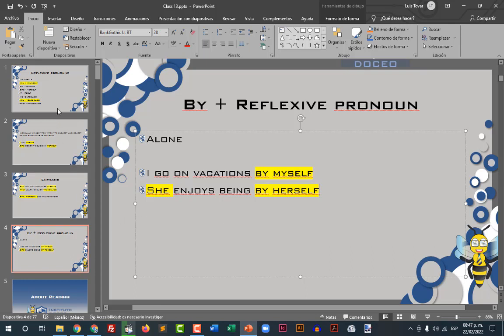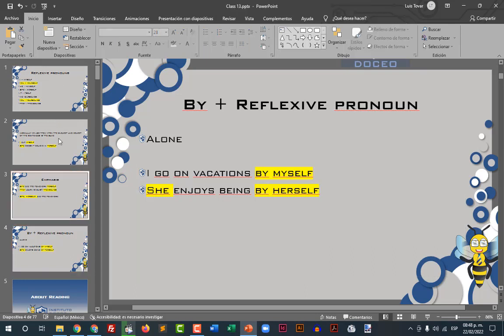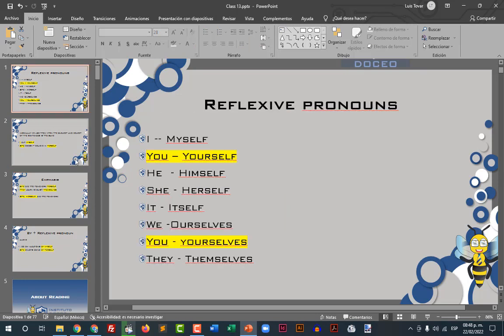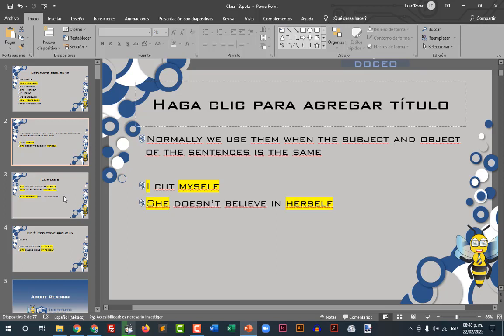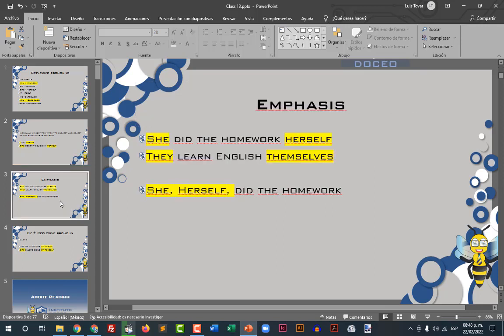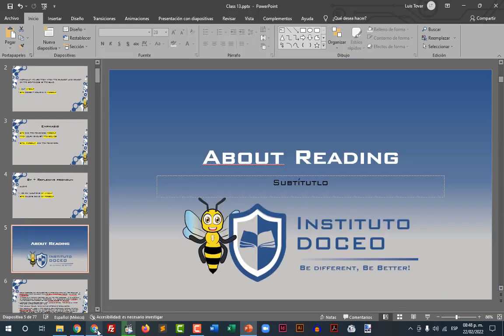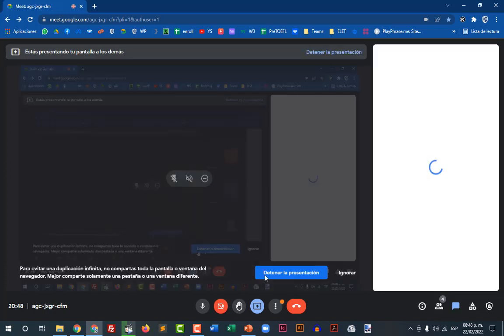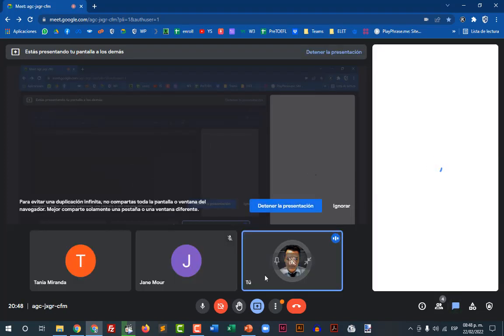And that's it. Those are the three forms that we can use reflexive pronouns. Girls, any questions with them? No, it's okay. Perfect. I'm gonna open the chat just in case, or you can use your WhatsApp, Janine, if you want to send a message.